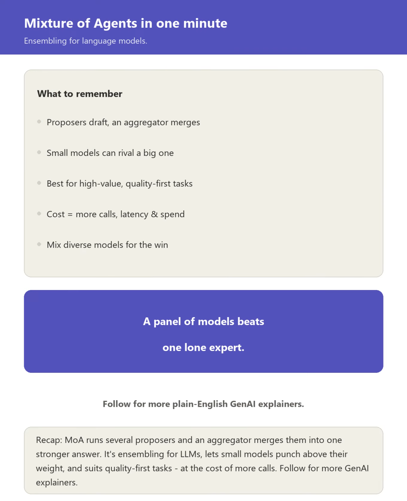Let's recap. Mixture of agents runs several models as proposers, then uses an aggregator to merge their answers into one stronger result. It is ensembling for language models. It can make small models punch above their weight, and it works best for high-value, quality-first tasks. The cost is more calls, more latency, and more spend.